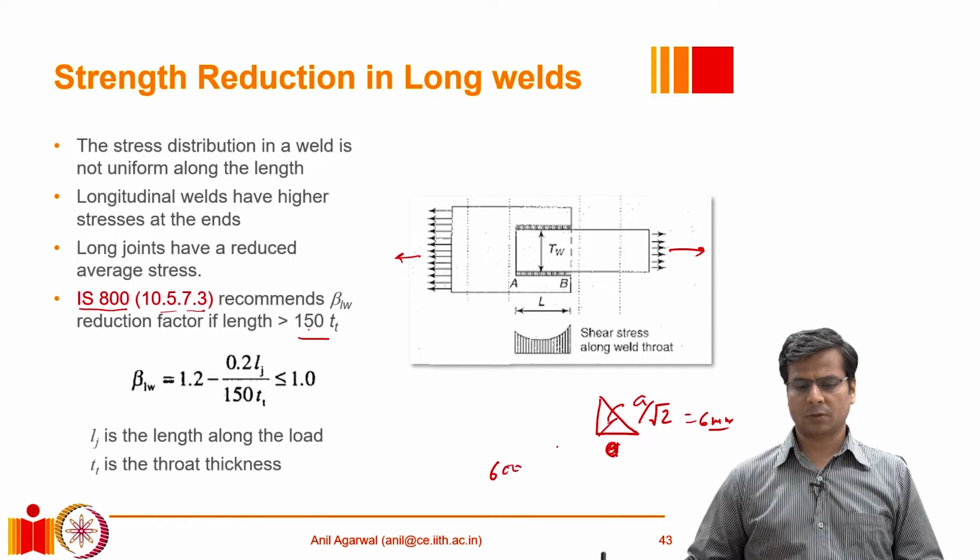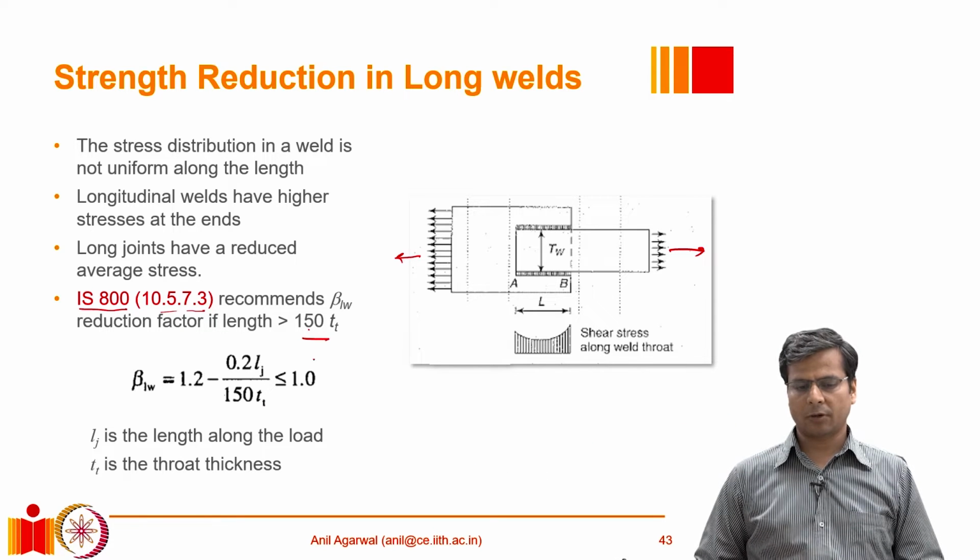600 millimeters we are talking about. 900 millimeters we are talking about. So for a weld of about 8 or 9 millimeter size, we are talking about almost 900 millimeters as the weld length.